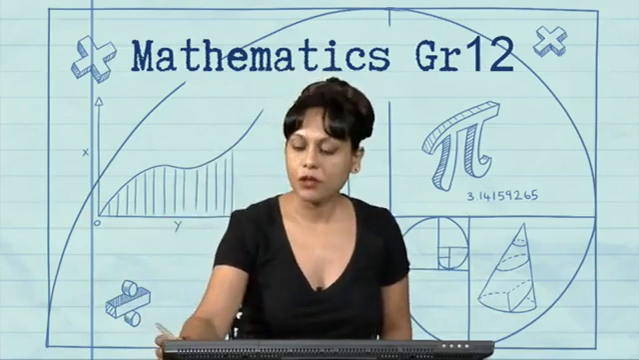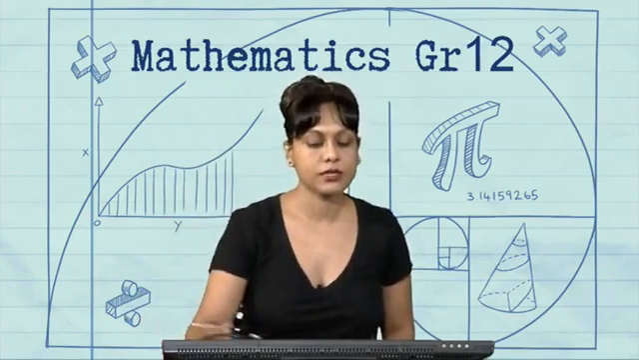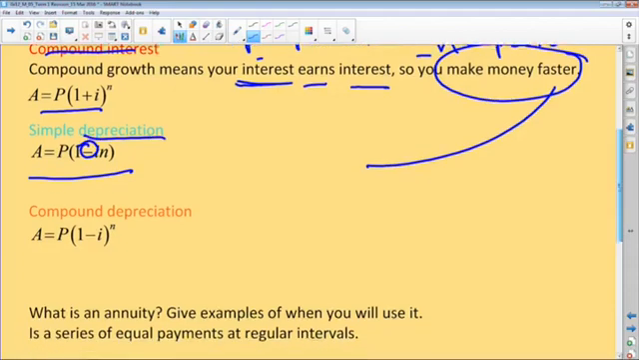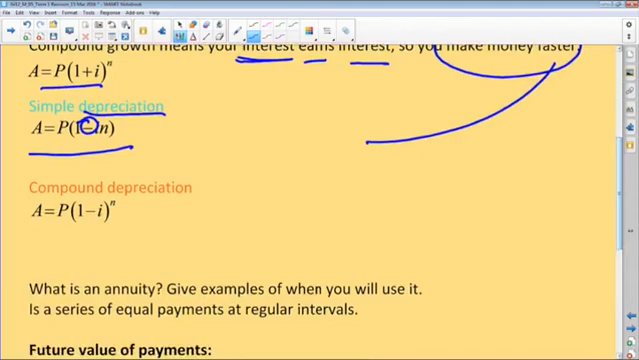Okay. All right, we also then looked at what is simple depreciation. Well, you had to tell me what is the formula. That's the formula that we use: A is equal to P times (1 minus I times N), and that's also an indication to you that you're dealing with depreciation. We also call this straight line depreciation. Compound depreciation, A is equal to P times (1 minus I) to the N.